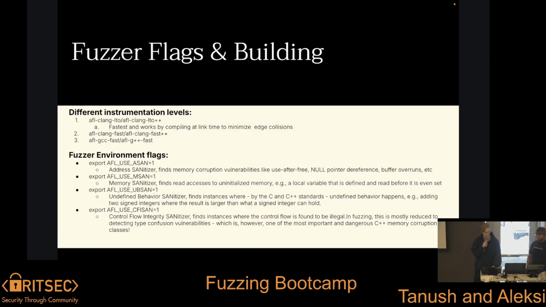And then we also have AFL Clang Fast and Clang Fast++. These are still very fast, and use a compiler plugin to instrument the binary. And then we have AFL GCC Fast and G++ Fast, and these are a good fallback for older systems or specific GCC-dependent projects.